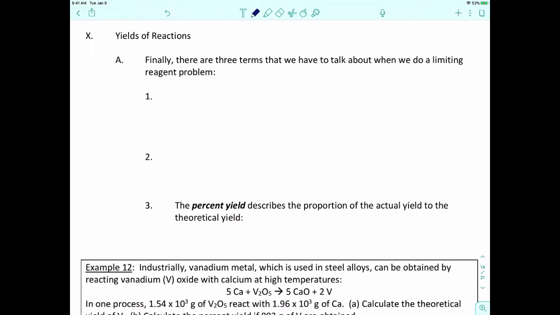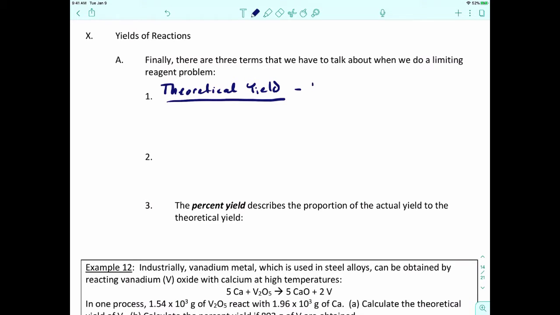All right, so now that we talked about limiting reagents and excess reagents and how to find those, the last thing we need to talk about in order to move on to our next topic is what is a percent yield. So there's three terms that we need to have to talk about when we're doing a limiting reagent problem. The first one is called the theoretical yield. Now, we've been dealing with theoretical yields. I just haven't been calling it that.